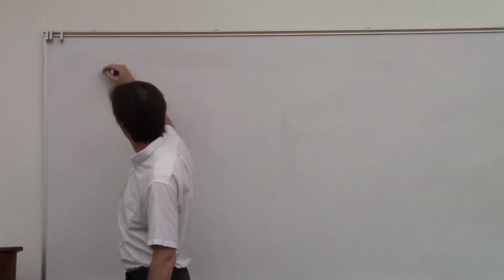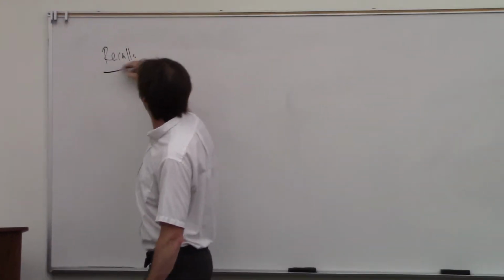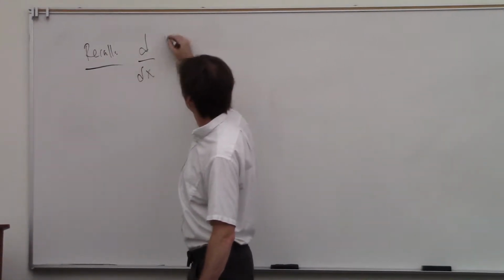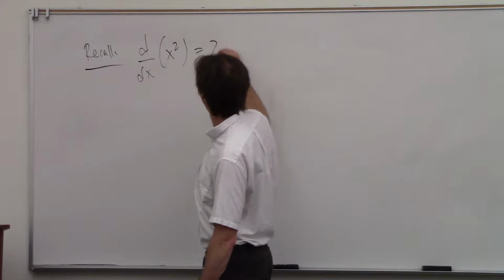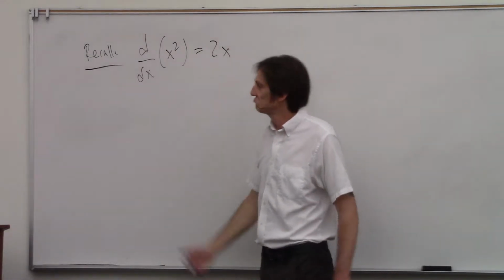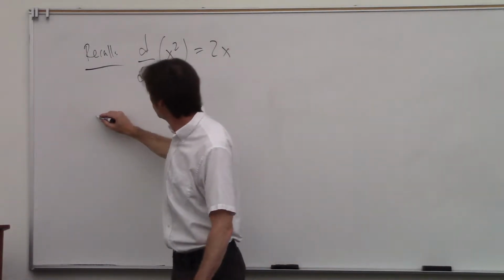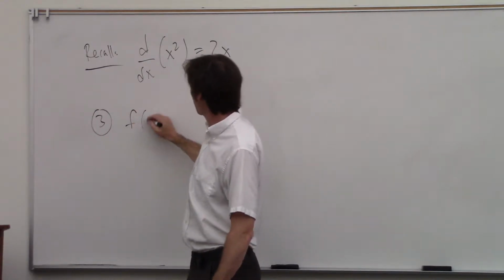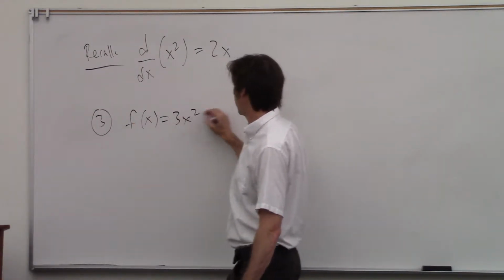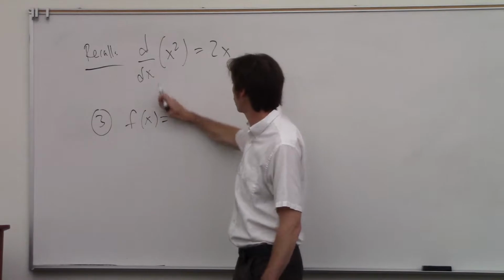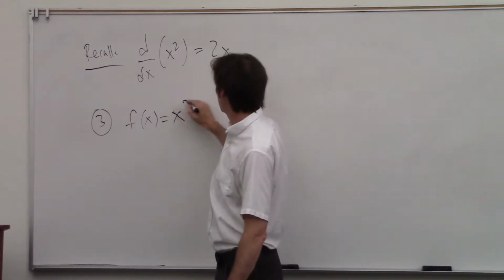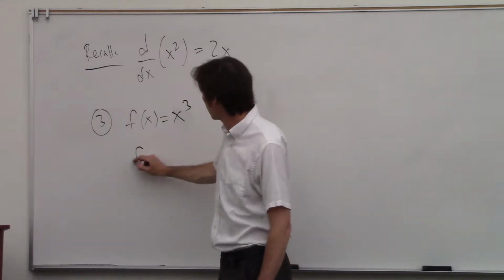In the last video, we found that the derivative of x squared was equal to 2x. For my next example, let's say f of x is equal to x cubed. And let's find f prime of x.